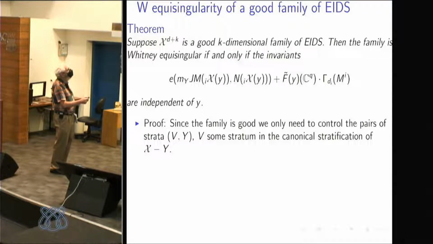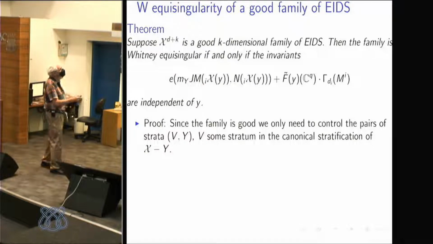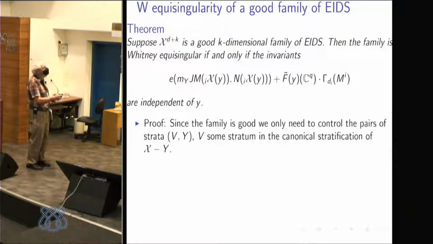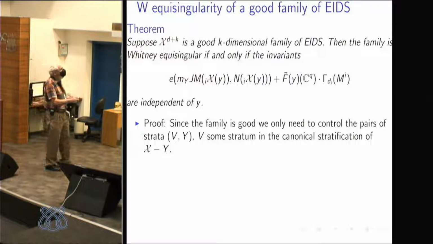The multiplicity, that's it. There's the multiplicity of the pair plus this intersection number. So I want you to think of these two as a sum. This is actually a single invariant. We have one invariant for each stratum, and we're asking that all those invariants are independent of Y.